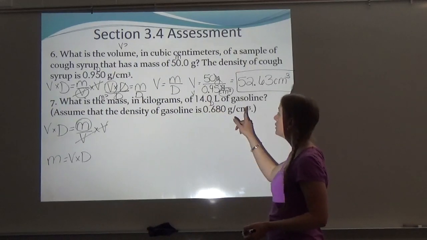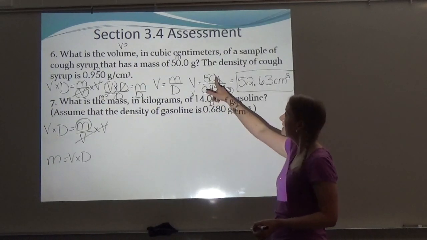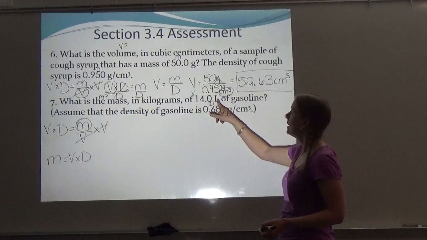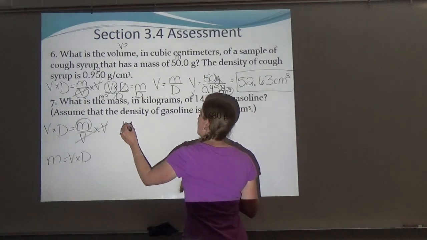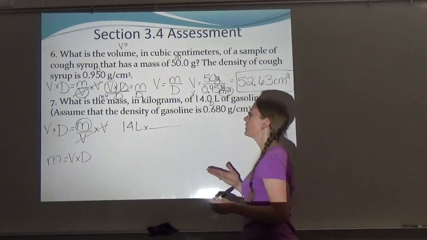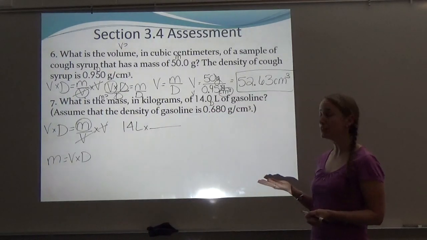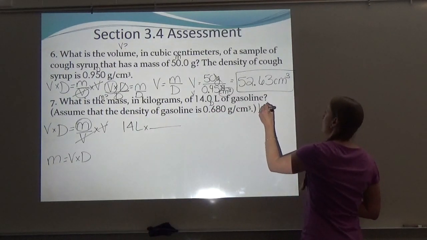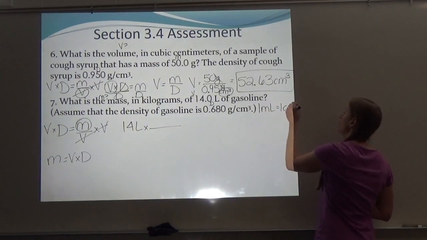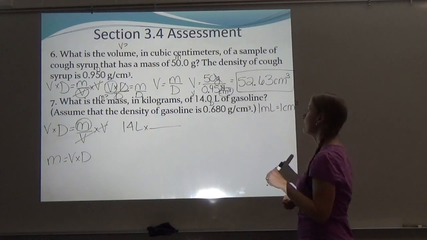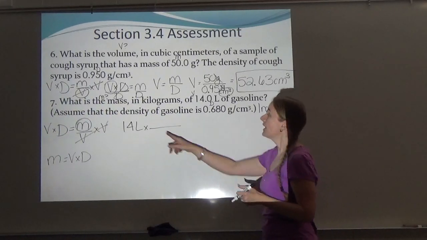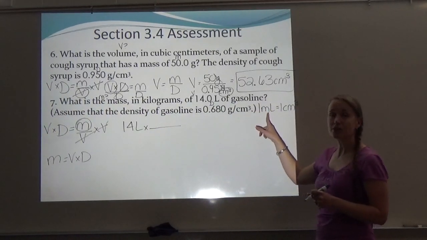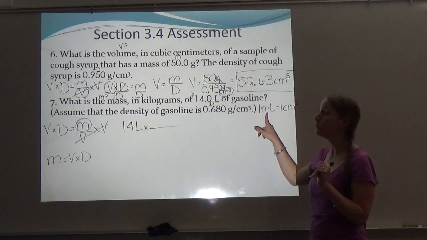Okay, so I need to change 14 liters to centimeters cubed. You see how the units cancel sometimes? A liter and a centimeter cubed can't cancel. So I'm going to start with my 14 liters. First I'm going to go from liters to milliliters, because I remember that 1 milliliter equals 1 centimeter cubed. That's one of those other conversion factors you're supposed to remember from section 3.3. So I know I need to get from liters to milliliters. That's one prefix, so it takes me one step.